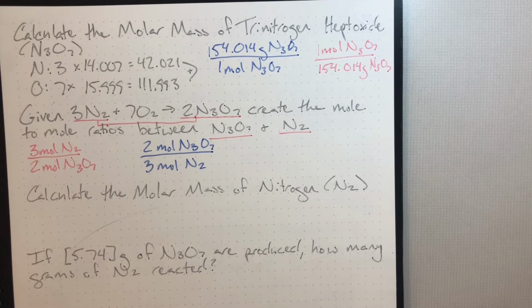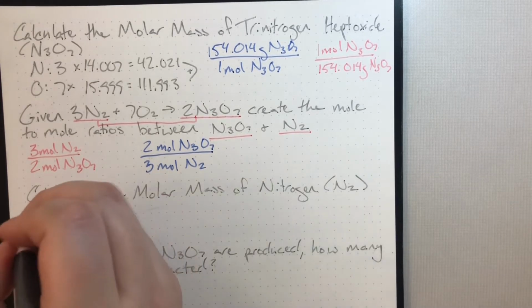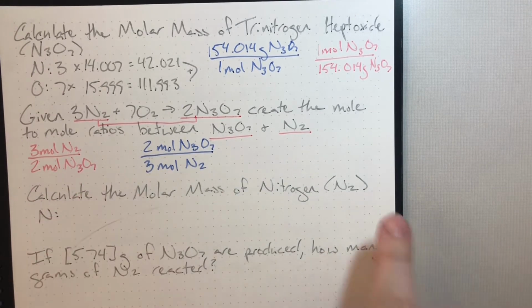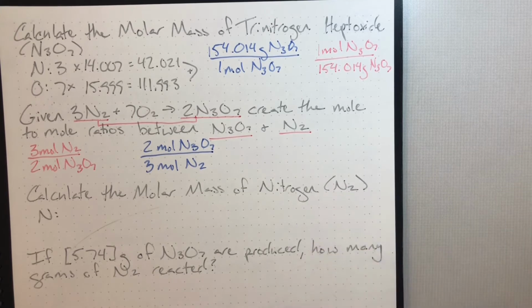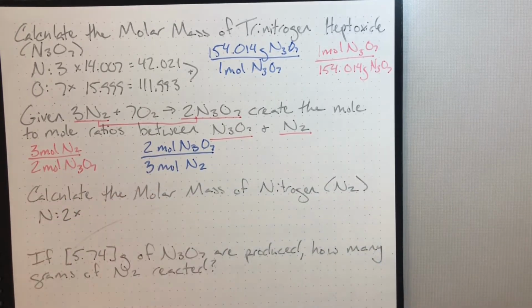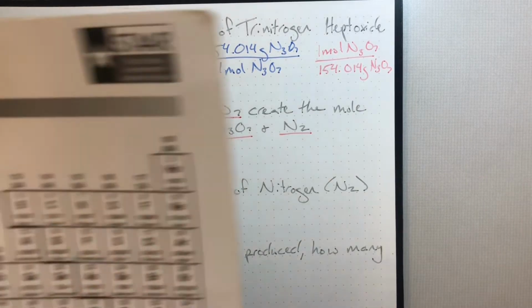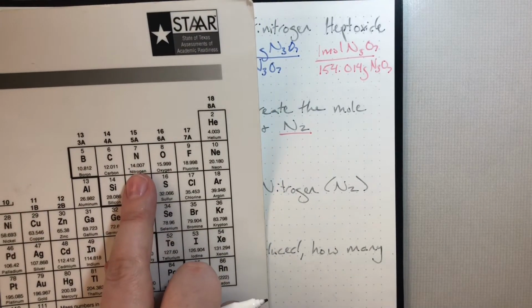Calculate the molar mass for nitrogen. First up, I'm just going to go ahead and establish how many I have and who I have. Nitrogen is made up exclusively of just nitrogen. However, I do have a subscript of 2, so I will need to multiply the mass from the periodic table. Nitrogen's mass from the periodic table is 14.007.